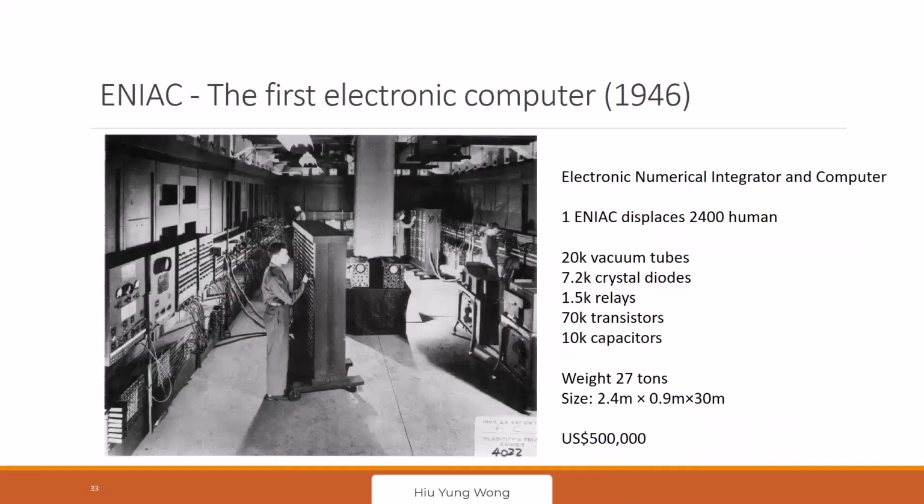Then the first computer is ENIAC. So what is the difference? It has 220,000 vacuum tubes, right? And it is so big, 7,000 crystal diodes. All of them are discrete components, and it weighs 27 tons.